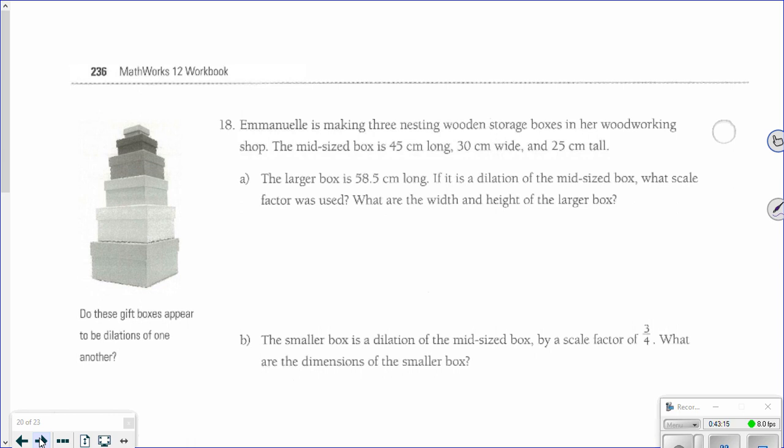For word problems, it helps to draw a picture first. So we have a medium-sized box. And on that medium-sized box, I know that it's 45 centimeters long. So my length is 45 centimeters. My width is 30 centimeters. And my height is 25 centimeters. That's my medium-sized box. I want to know the dimensions of my large box.